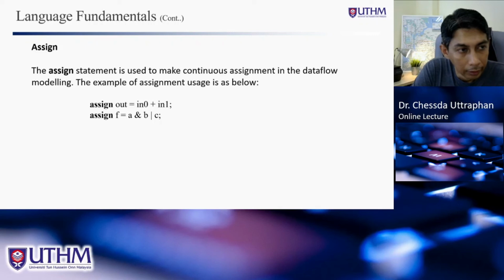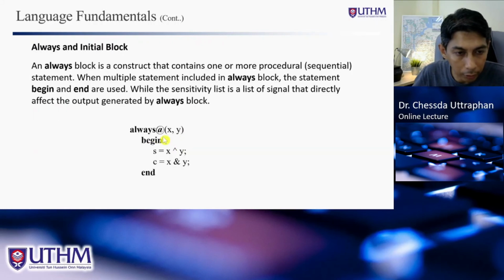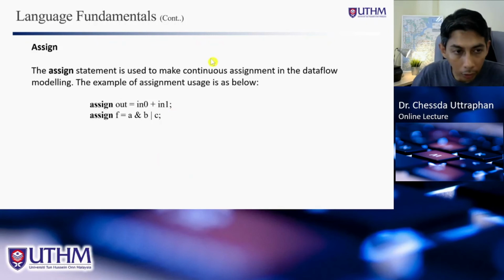Next, assign. Assign statement is used to make continuous statement. Continuous statement, another name is the concurrent statement. It means that when we use assign, or we want to use Boolean equation without using always block. Before this, we used Boolean equation, all right, but this Boolean equation is inside what we call the always block. But sometimes we don't want to use always block, so we need to use the assign keyword to do that.